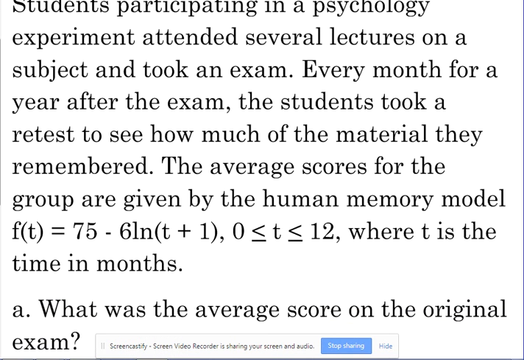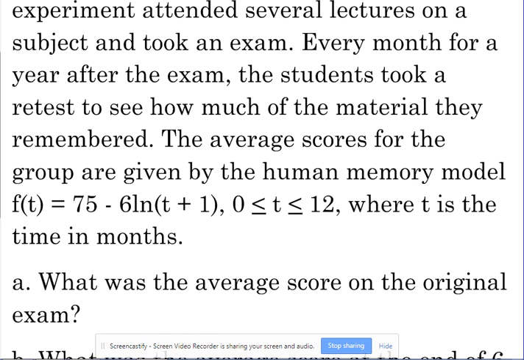The average scores for the group are given by the human memory model: f of t is equal to 75 minus 6 natural log of t plus 1, where t is between 0 and 12. The reason that's there is because it's saying every month for a year, so your time starts from when they first took the test for 12 months. We don't talk about it outside of that domain, where t is the time in months.